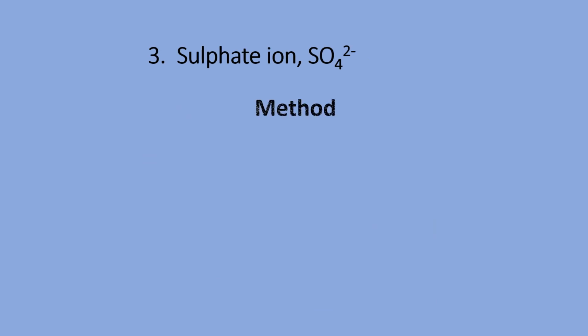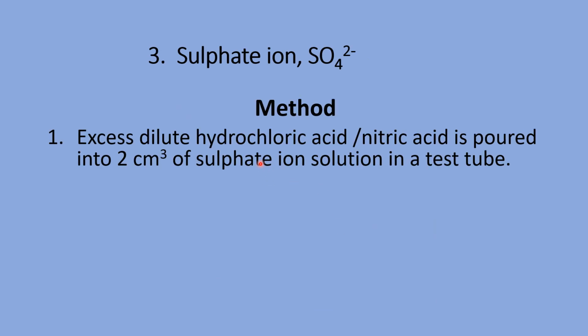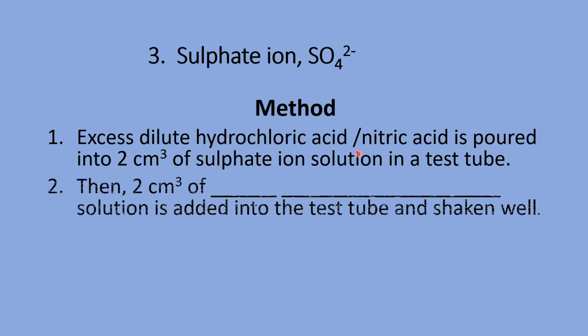Number 3, sulfate ion method. Excess dilute hydrochloric acid or nitric acid is poured into 2 centimeter cube of sulfate ion solution that is ready in the test tube. Then 2 centimeter cube of barium chloride, or maybe barium nitrate. Actually, we would like to use the barium ion to react with the sulfate. It is added into the test tube and shaken.